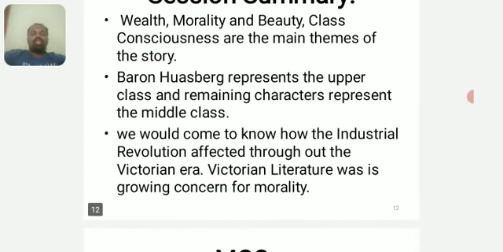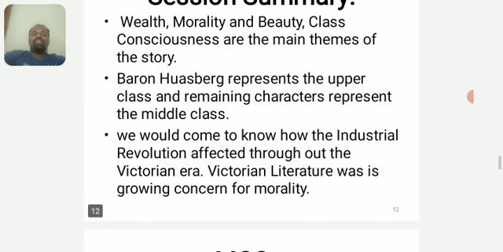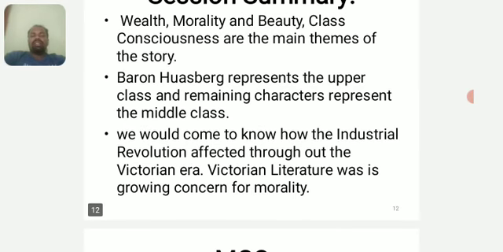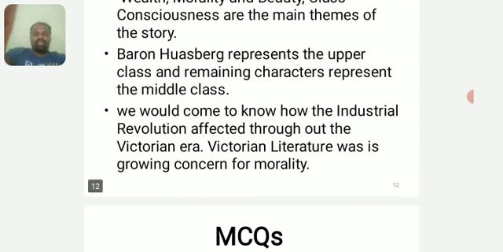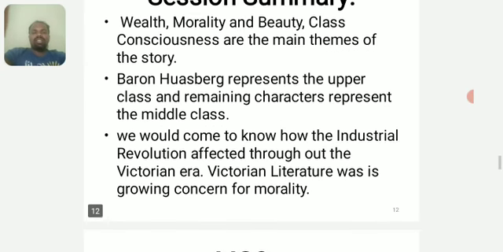We came to know how the Industrial Revolution affected the whole Victorian era. Victorian literature had a growing concern for morality. The Victorian era, when Queen Victoria lived, is one of the major periods in English literature, and the Industrial Revolution changed the whole society. Because of the Industrial Revolution, there was a great differentiation between poor and rich people. So these are all the things we have discussed in this session.